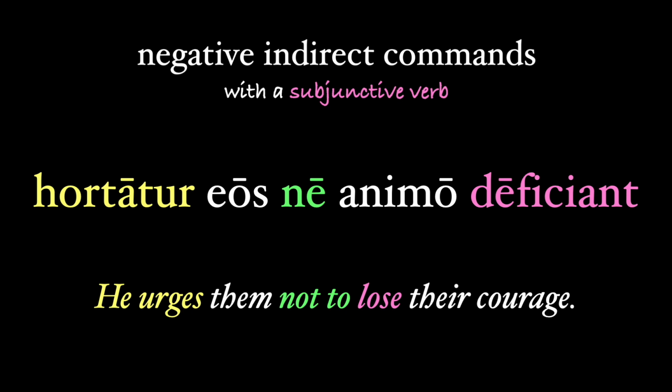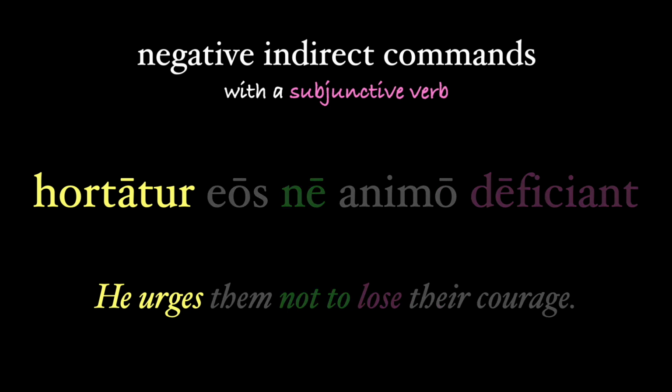So how do you differentiate indirect commands, which use ut and ne, from purpose clauses, which also use ut and ne? The key here is the main verb that introduces the clause. If it's a verb with the sense of commanding, warning, asking, persuading, and so forth, then you should expect an indirect command is headed your way.